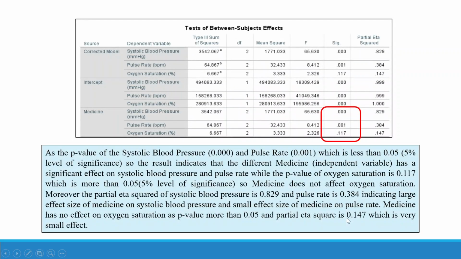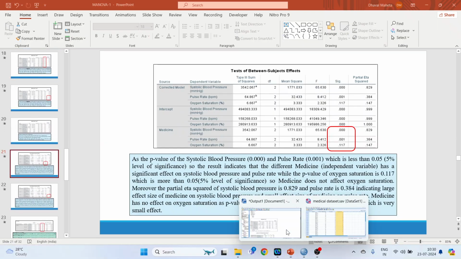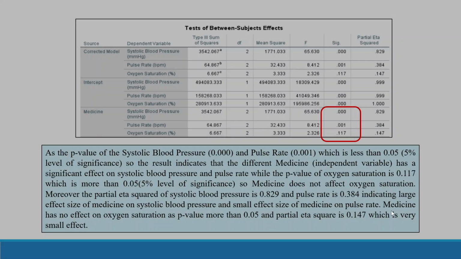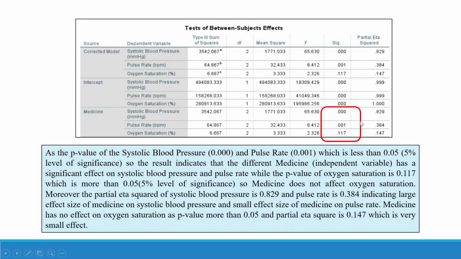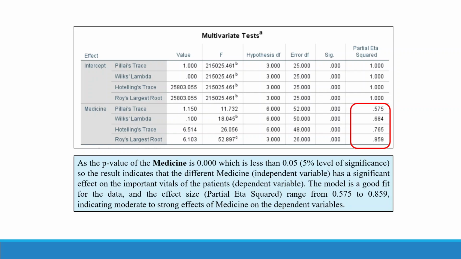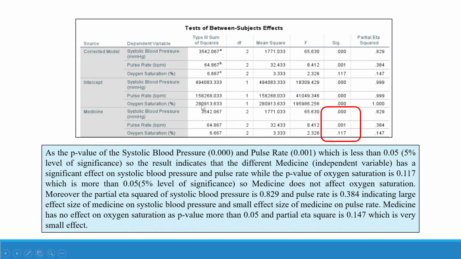Let's proceed further. Now we will check the test of between-subjects effects. This table you can get from here. Here it is, copy. I'll take it there. So here also you will have to see the p-value. Now, what is the difference between the test of between-subjects effects and the multivariate test? See, the multivariate test gives the overall picture of whether the effect is there or not. The test of between-subjects effects tells us on which dependent variable the effect of medicine is, and that's the reason we go for the test of between-subjects effects.